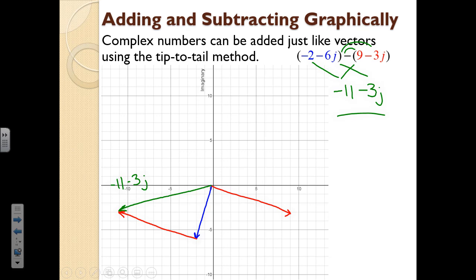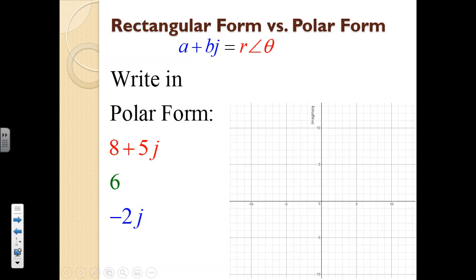Now let's look at another property or characteristic of vectors that's more useful to us. Let's take a look at these three vectors again, 8 plus 5j. We're going to write these in polar form. Remember, polar form of a vector gives its magnitude and its direction relative to standard position. So 8 plus 5j, as we saw earlier, is going to be about right there. So let's start by figuring out what our magnitude is.